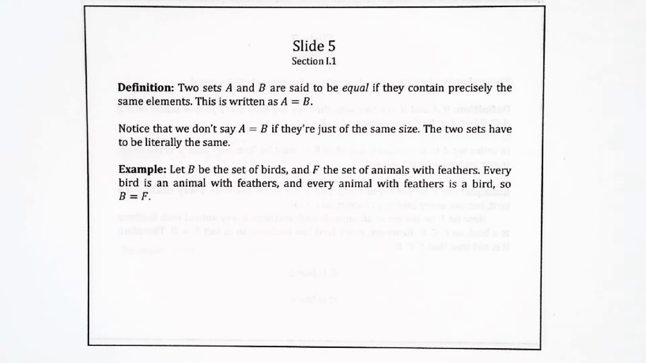So here's an example. Let B be the set of birds, and let F be the set of animals with feathers. Well, every bird is an animal with feathers, and every animal with feathers is a bird. So those are equal sets. They're precisely the same. So equality of sets is the first relation.